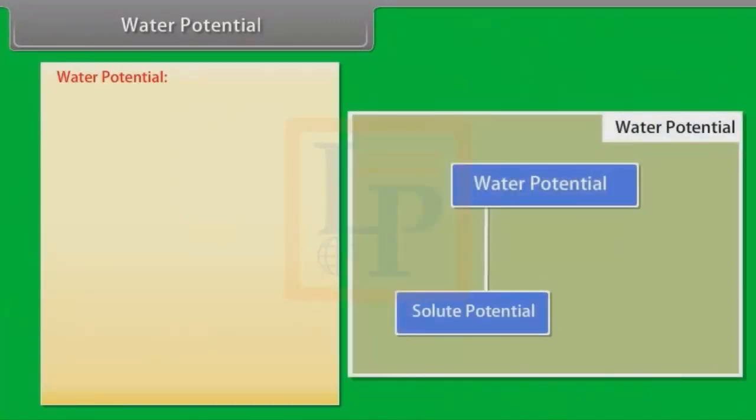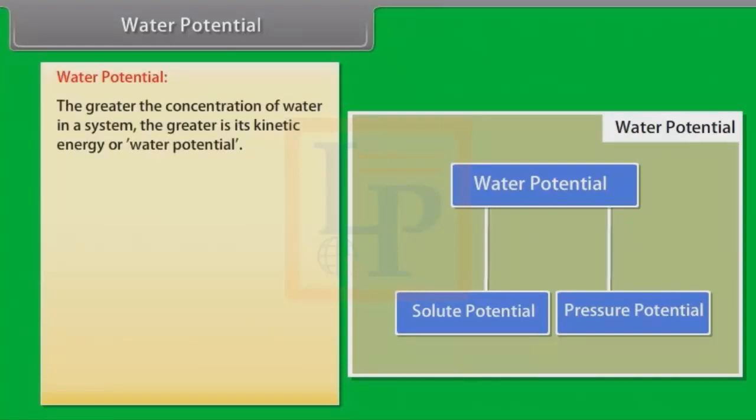Water potential. To comprehend plant-water relations, we need to know certain standard terms. Water potential is a concept fundamental to understanding water movement. Solute potential and pressure potential are the two main components that determine water potential. Water molecules possess kinetic energy. The greater the concentration of water in a system, the greater is its kinetic energy or water potential. Hence, it is obvious that pure water will have the greatest water potential.